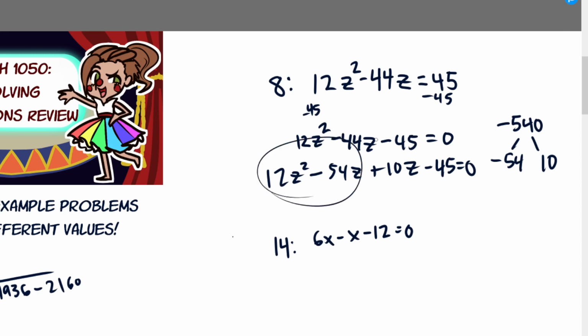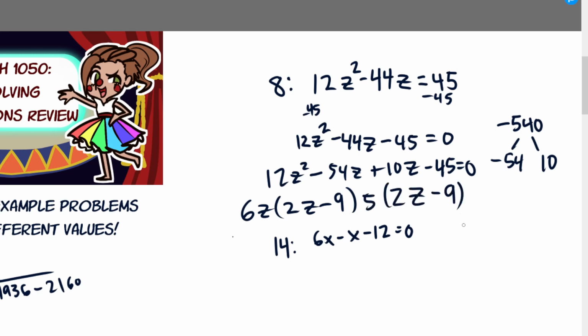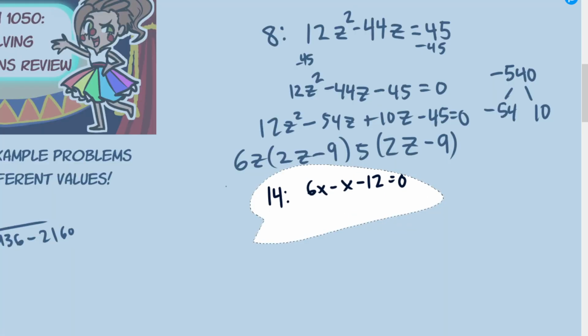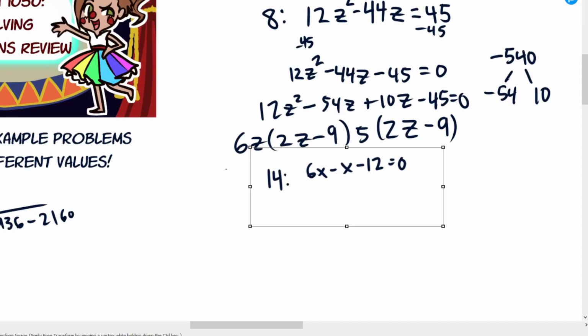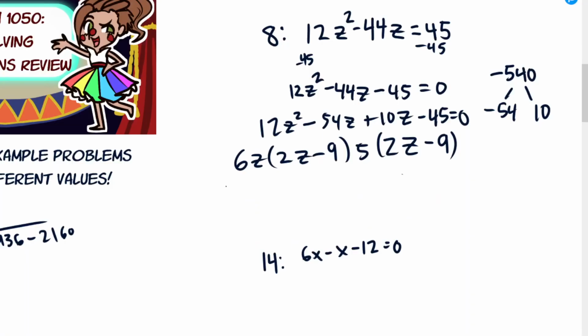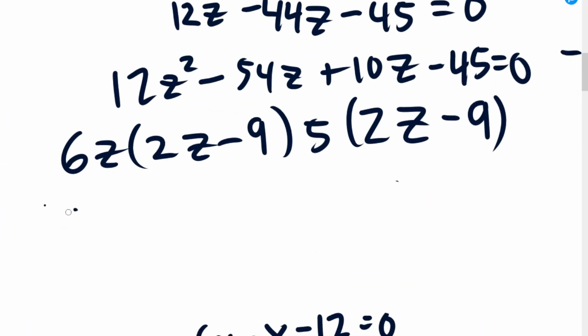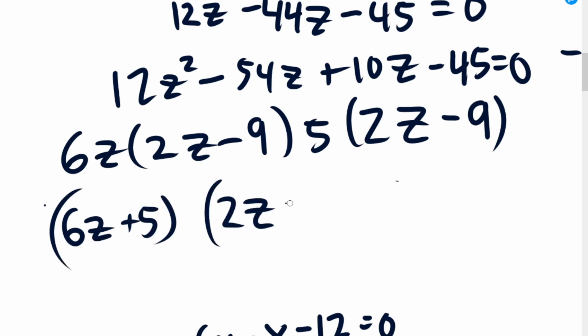So we can take out a 6z from here. 6z leaves us with 2z minus 9. And then we can take out a positive 5. So we'll do 5, which leaves us with 2z minus 9, which is what we want. I'm going to move this down a bit and zoom in. Now what we have is 6z plus 5, and then 2z minus 9, and this is still all equal to 0.